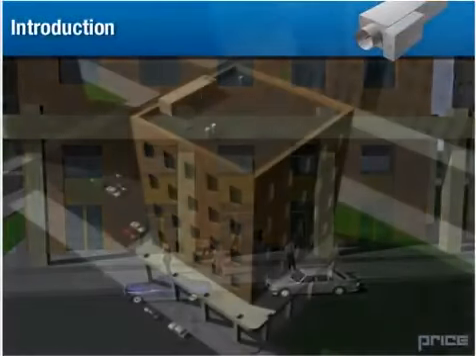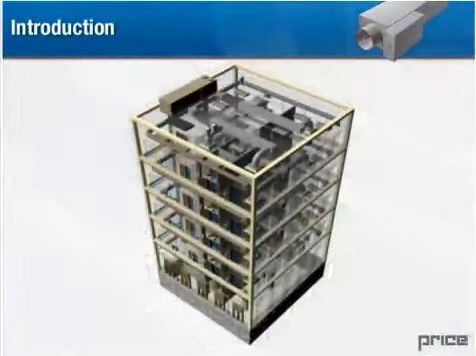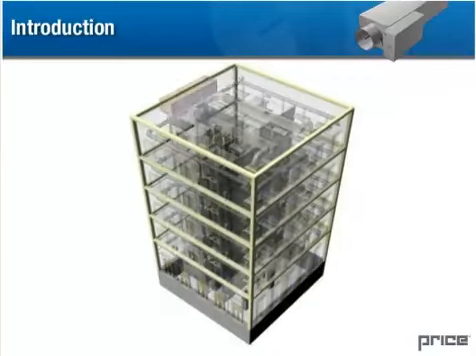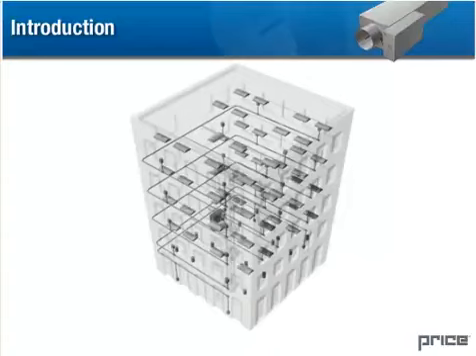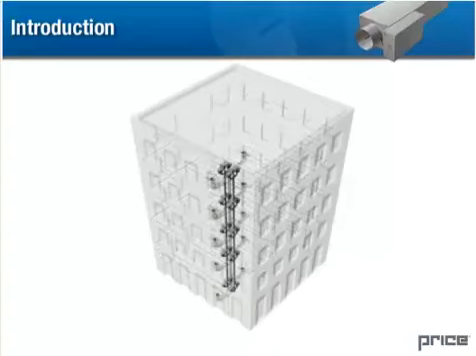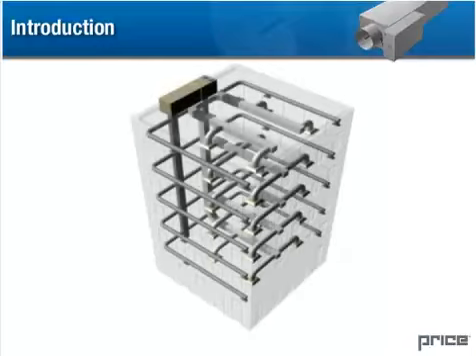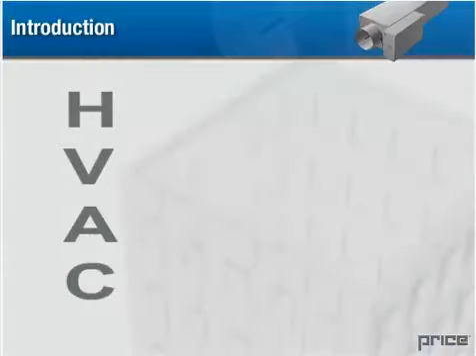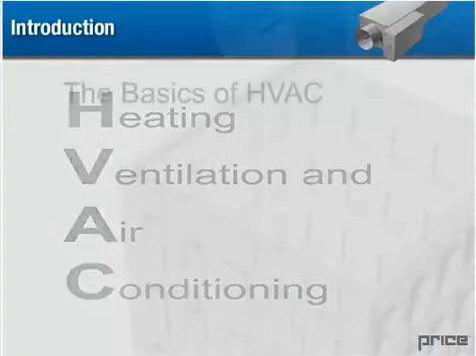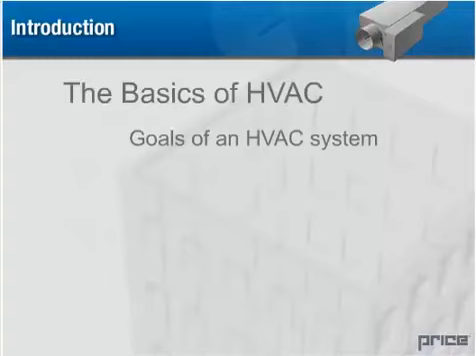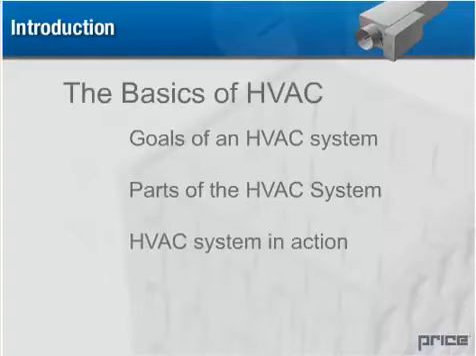The modern commercial or office building consists of many sophisticated systems. These systems include foundation and support structures, electrical and lighting, and plumbing and fixtures. Another major part of any building that is often taken for granted by its inhabitants is the HVAC system. HVAC stands for heating, ventilation, and air conditioning. In this unit, we will identify the purpose and goals of the HVAC system, describe basic HVAC parts, and describe how these parts work together.